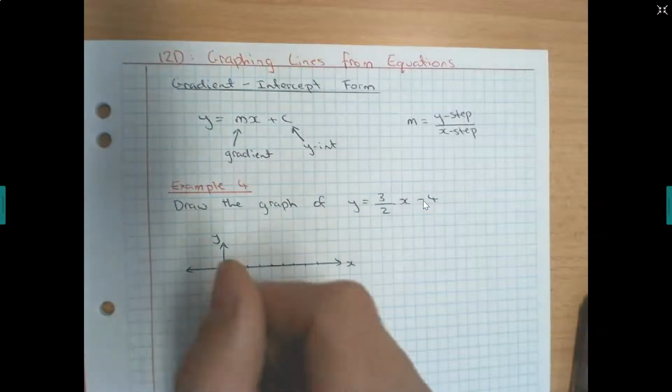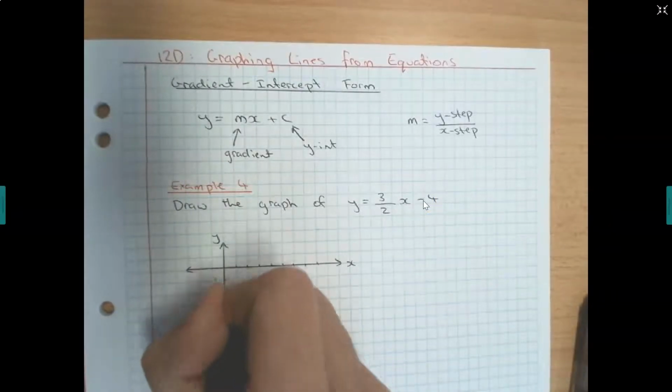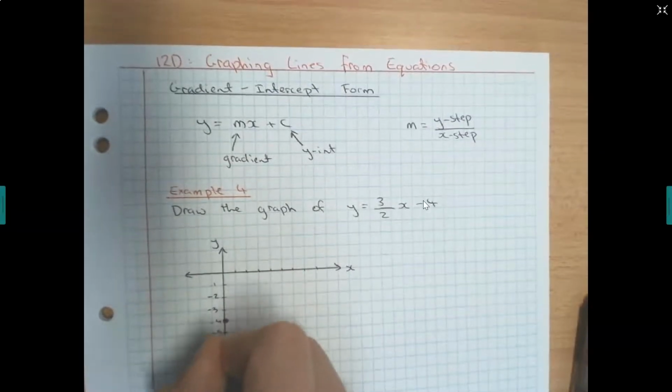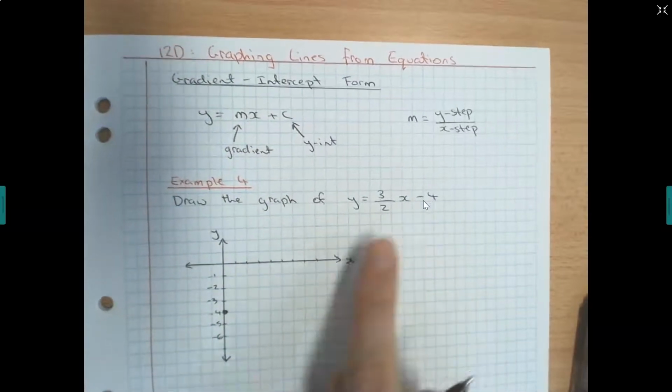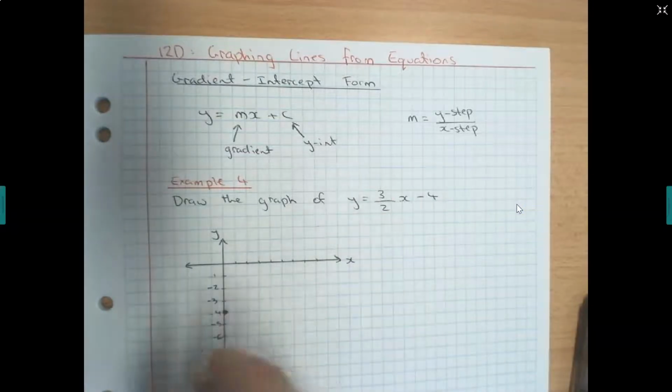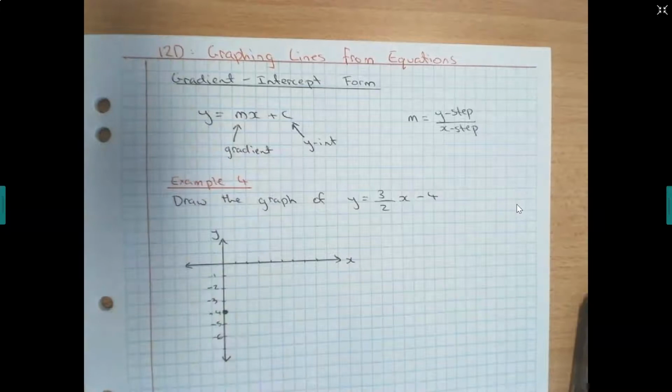So here's my graph, here's -1, -2, -3, and -4 is here, 5, 6. From this, I can straight away say that my y-intercept would be minus 4, only if it's in this gradient-intercept form. Now, we also know that the gradient is given by the y-step over the x-step. So the y-step is 3 and the x-step is 2. What does that mean? It means that we come across 2 units in our x direction, and then we come up 3 units in the y direction.